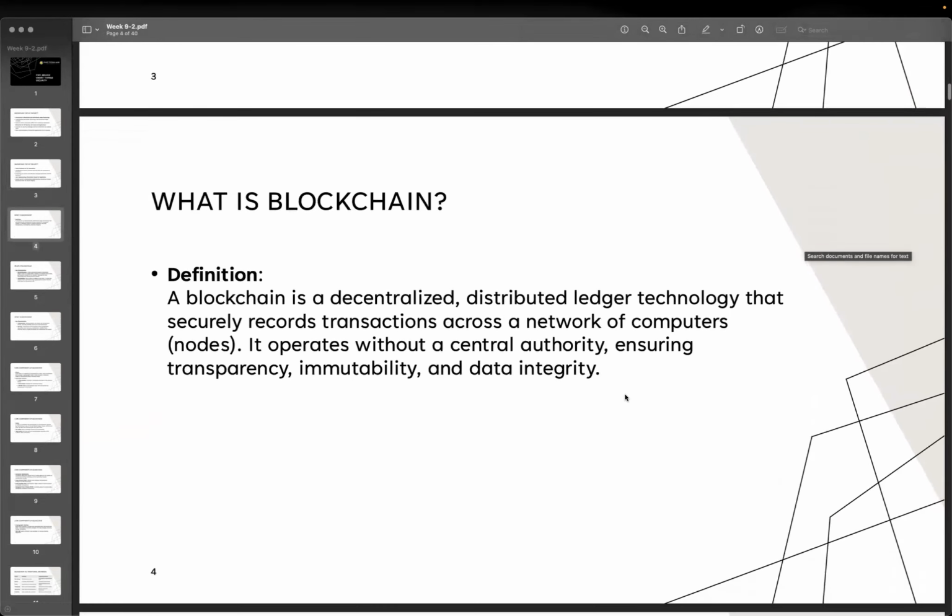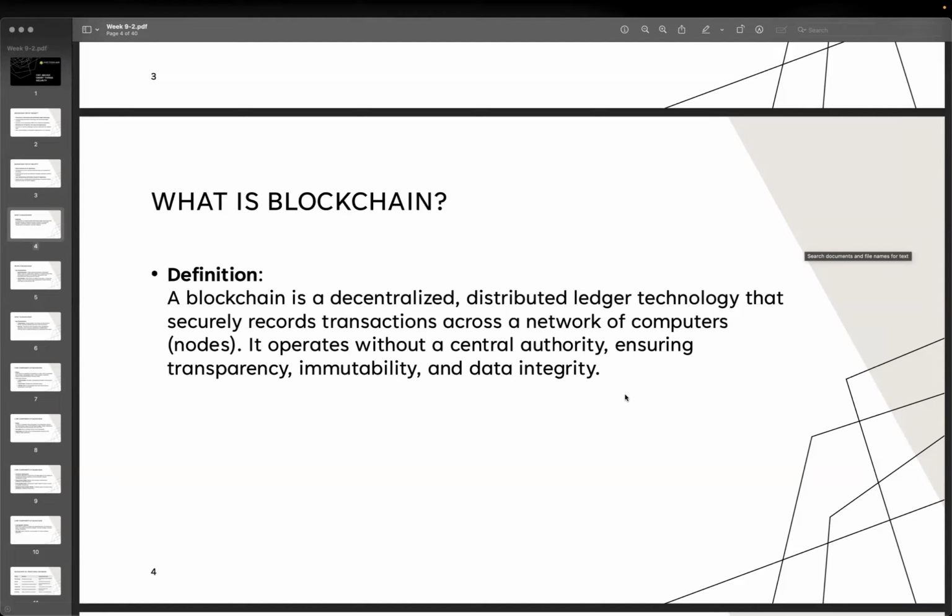As a beginning, we know blockchain is a decentralized and distributed technology, so it can secure records of all the transactions across the network computers, all those nodes. And they can operate without a central authority. We can also ensure transparency, immutability, and data integrity.